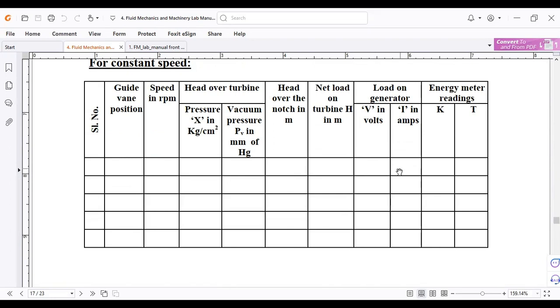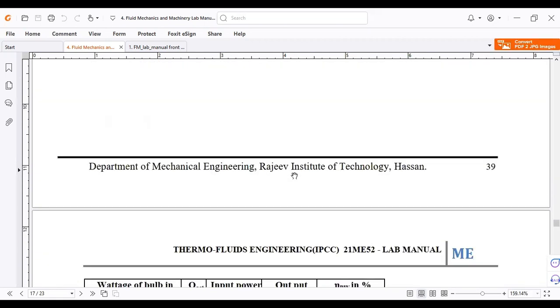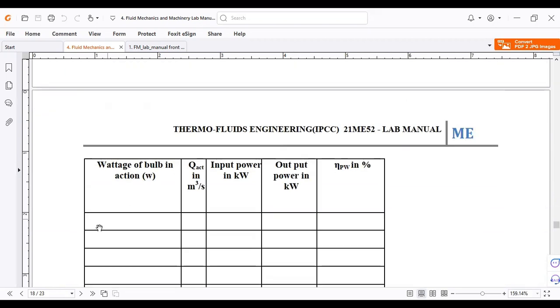Volts as well as amps should be noted down during the experiment. Next, energy meter readings. For K, meaning 3 rotations of the energy meter disk, how much time is taken should be noted down from the stopwatch. Next, what bulbs we have turned on, whether 200 watt, 400 watt or 600 watt bulbs, should be noted down here.